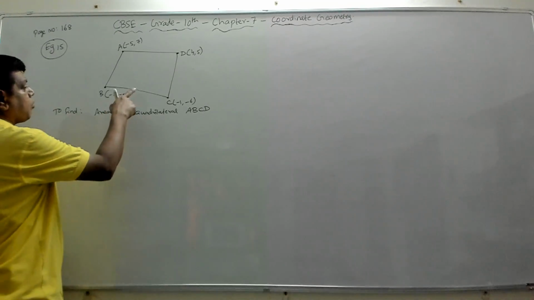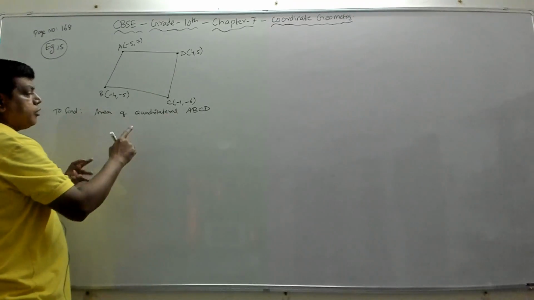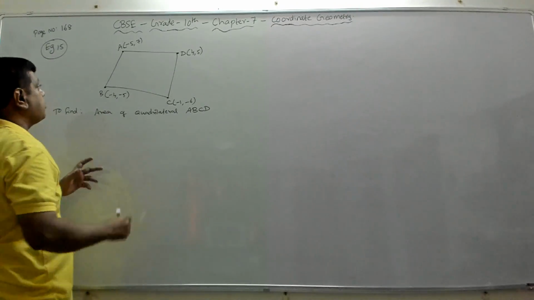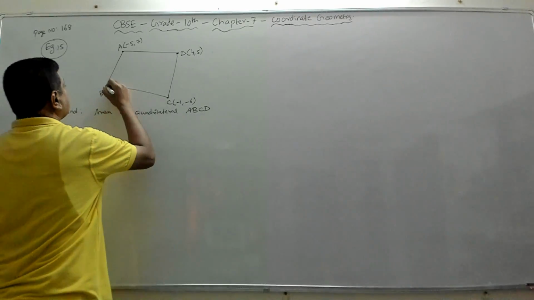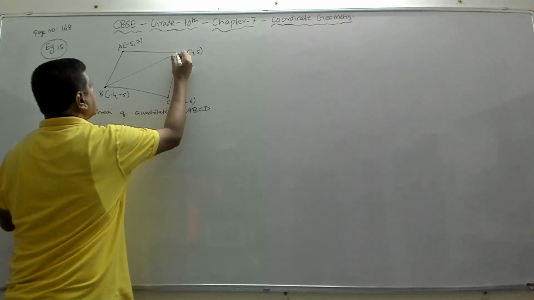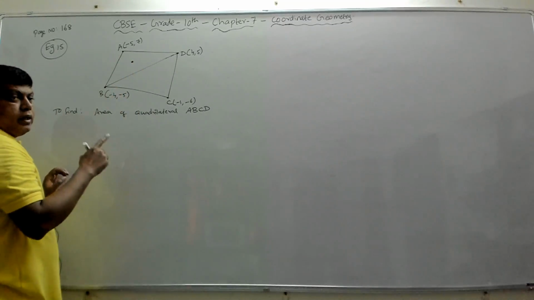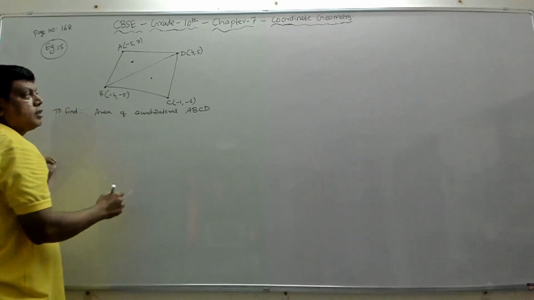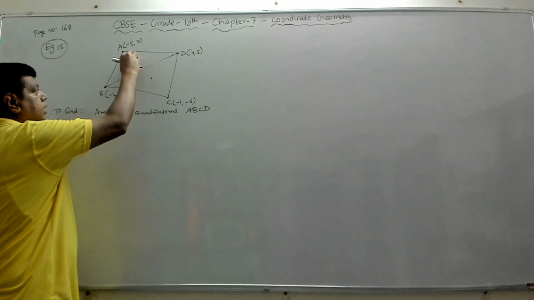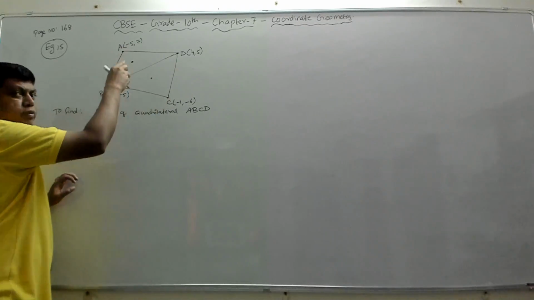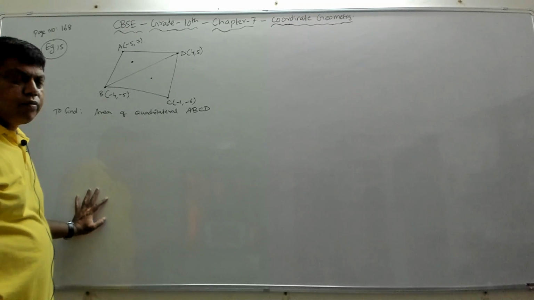Now, to find the area of the quadrilateral, we can divide this quadrilateral into two triangles. By joining any one of the diagonals, probably we can join this B and D. Now, we must find the area of this triangle ABD plus area of the triangle BCD. Area of this triangle plus area of this triangle will give you the area of the quadrilateral.